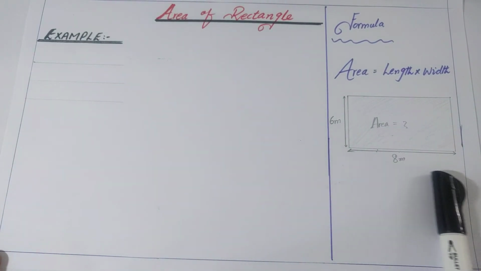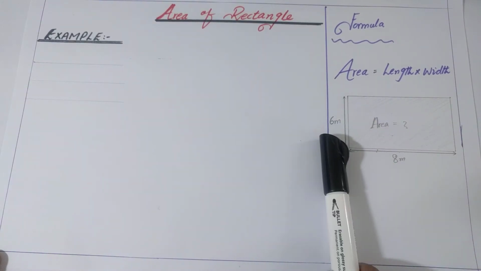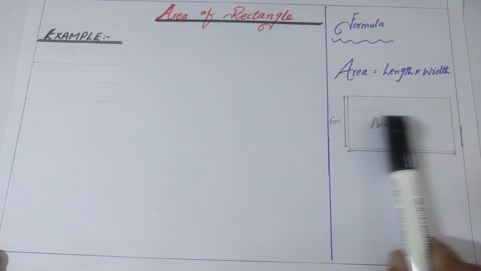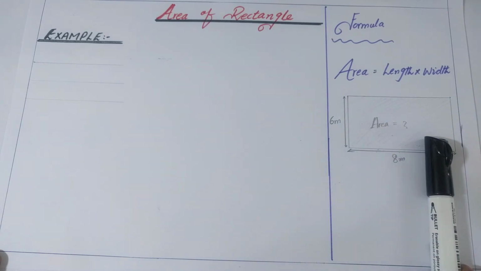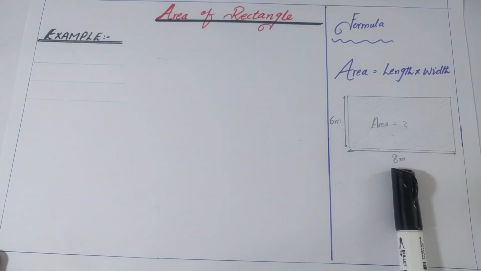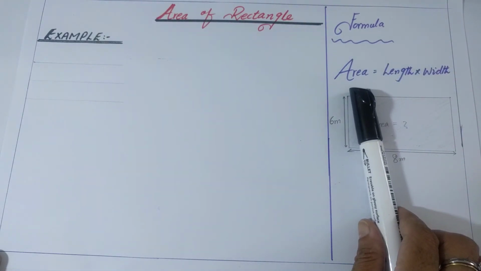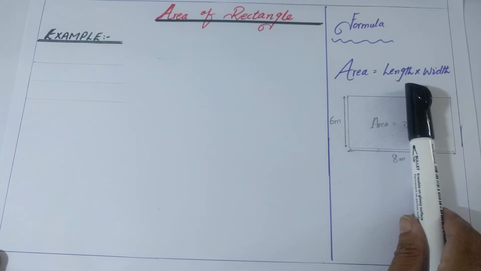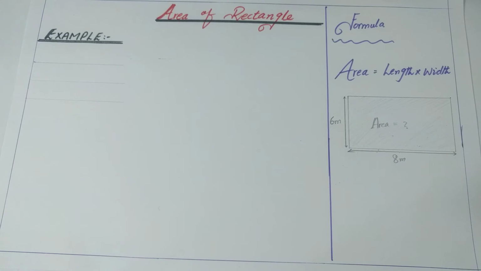The length of the rectangle is 8 meter. The width of the rectangle is 6 meter and you have to calculate the space covered by this figure, that is called area. So to calculate the area of this rectangle, as I told you, there is a formula. Area is equal to length multiplied by width. So you should just know the length and width, then you can easily calculate the area.